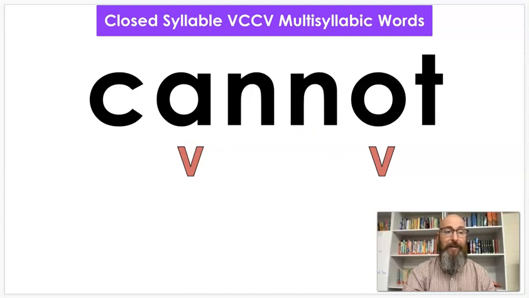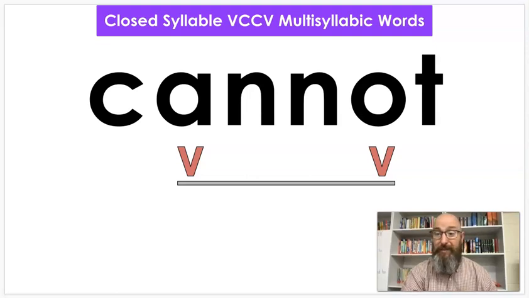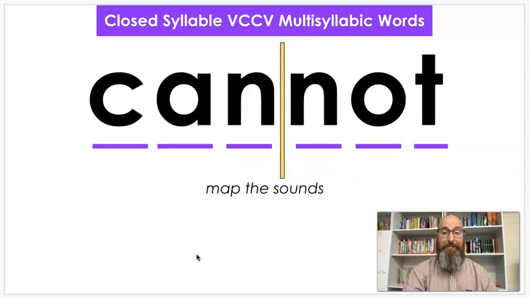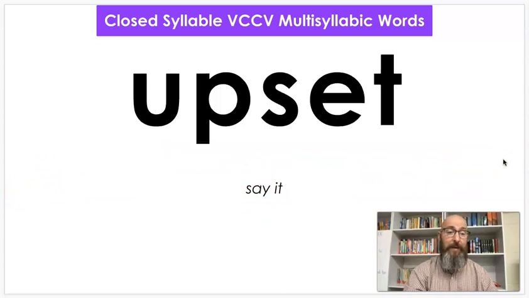And then we're going to do what? We are going to build a bridge. What do I put on my bridge? Those two consonants, that's right. So put my two consonants there. Do you remember where I split? In between the two Ns, that's correct. Now I can map the sounds. K, and, can, not, cannot, cannot. I can read the word.